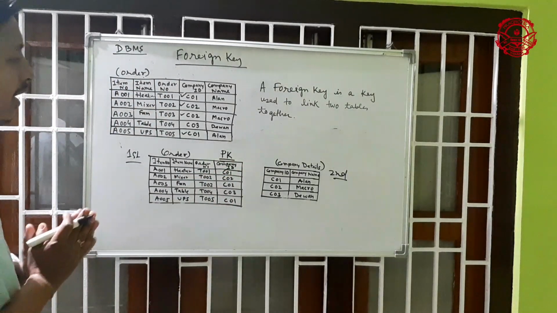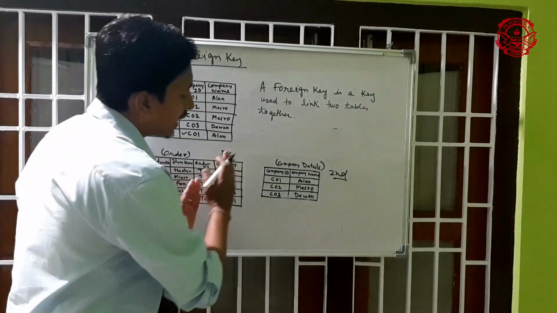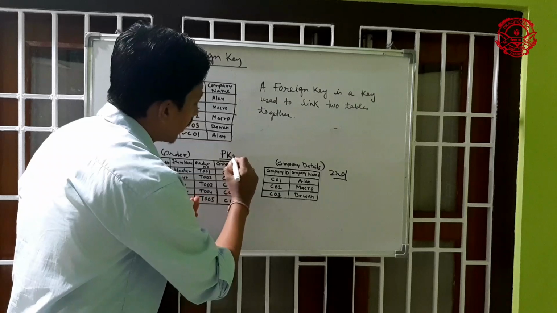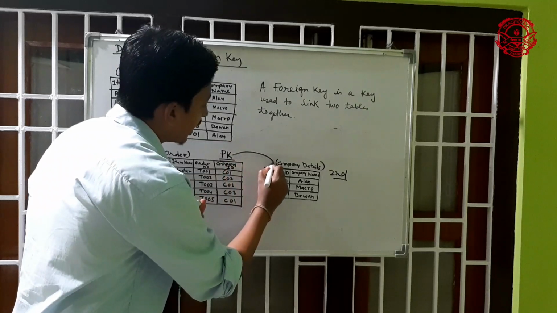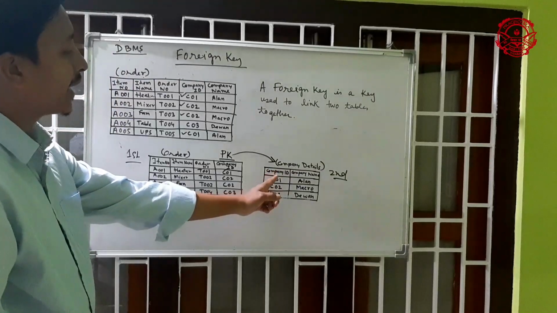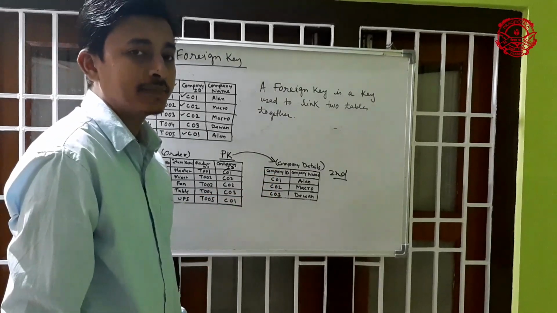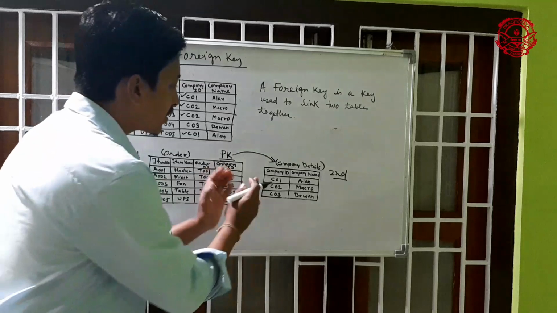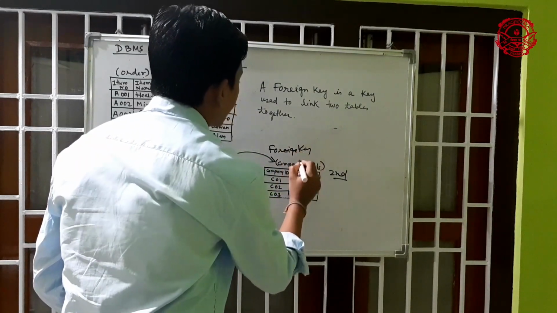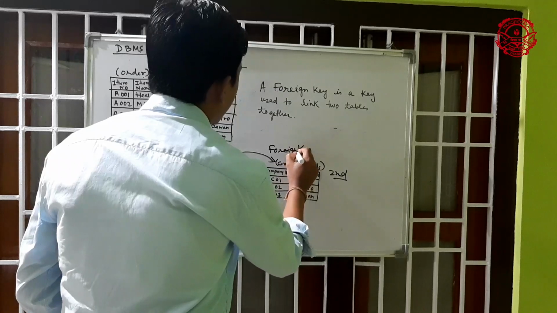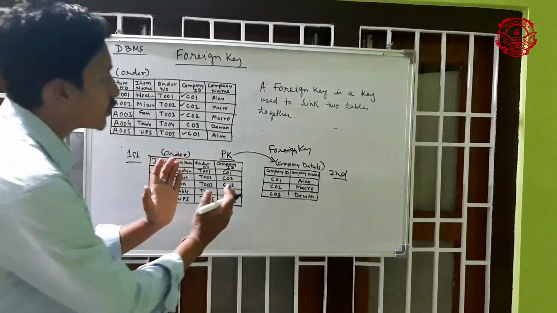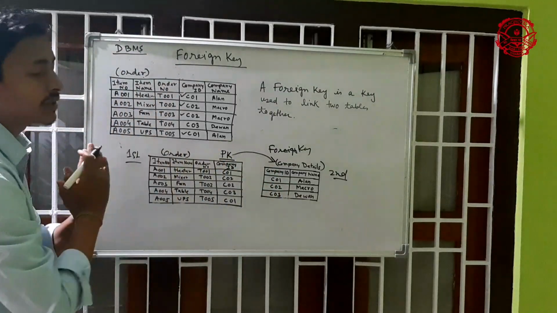Now see, from this table we can link between these two tables with the help of this primary key. And here you can see the same attribute, company ID, is present. This is called a foreign key. A foreign key is used to link between these two tables.